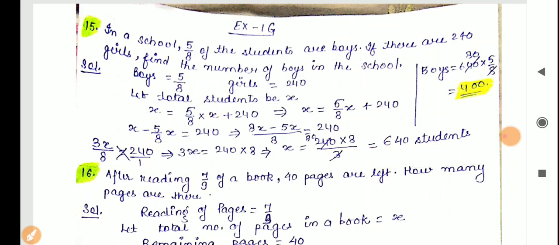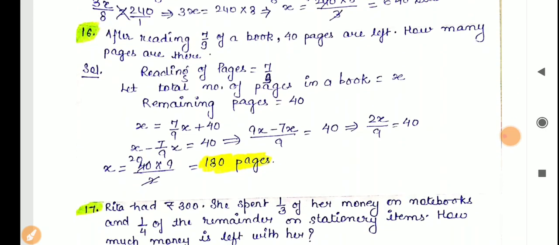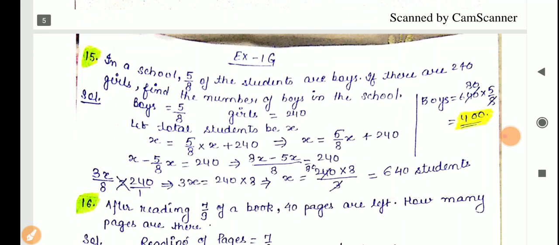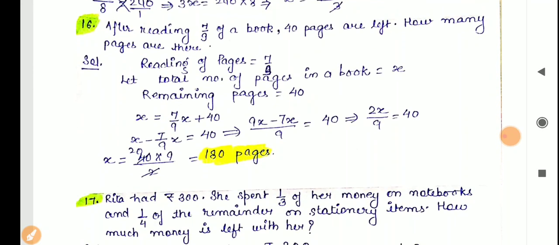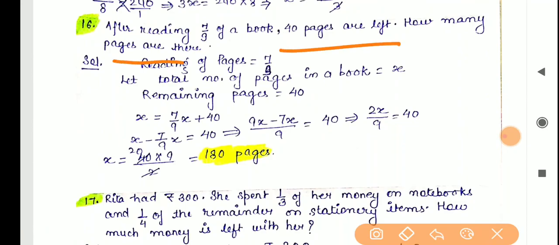Clear? Now the next question is question number 16. After reading 7 by 9, sorry, it is not 3, it is 9. After reading 7 by 9 part, it is the part, as in the previous question. Similarly, like there 5 by 8 was there, so here 7 by 9 of the total pages, one has read 7 by 9 part of a book. 40 pages are left. How many pages are there?